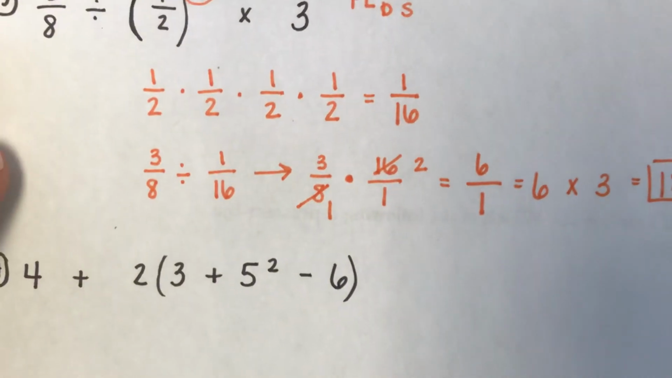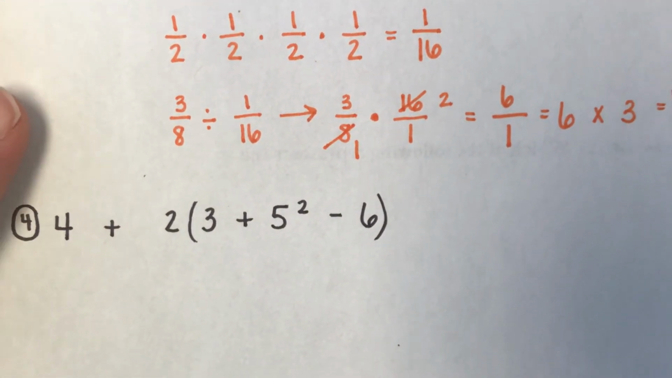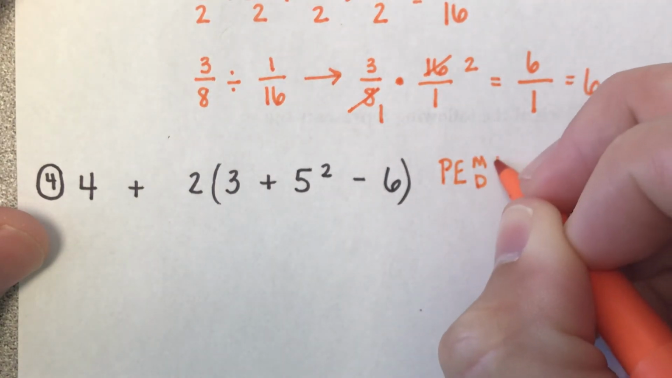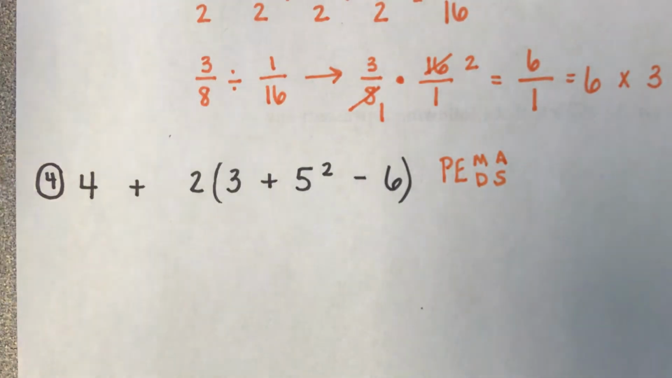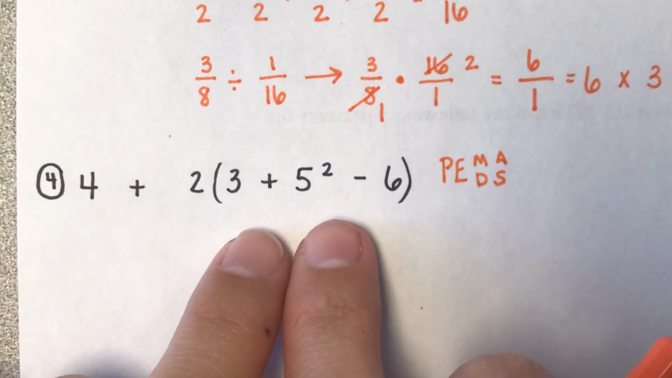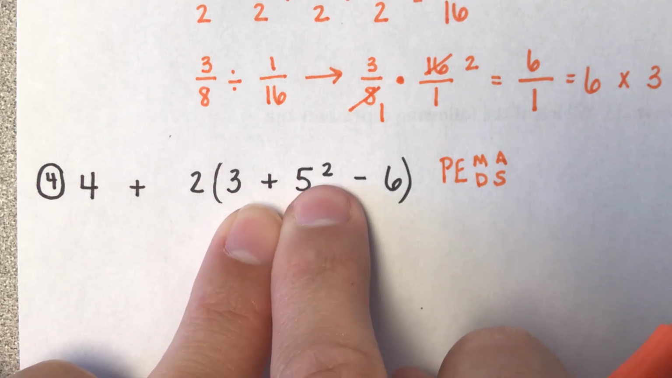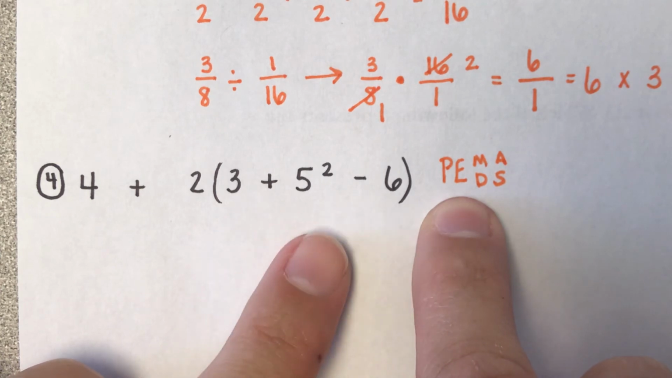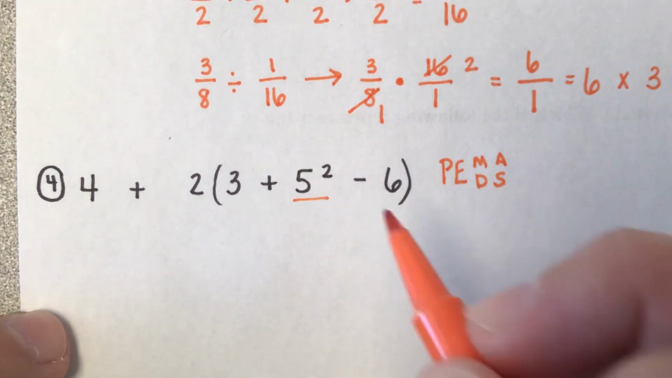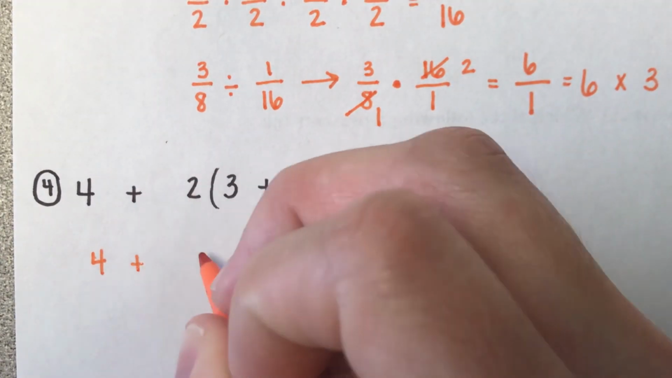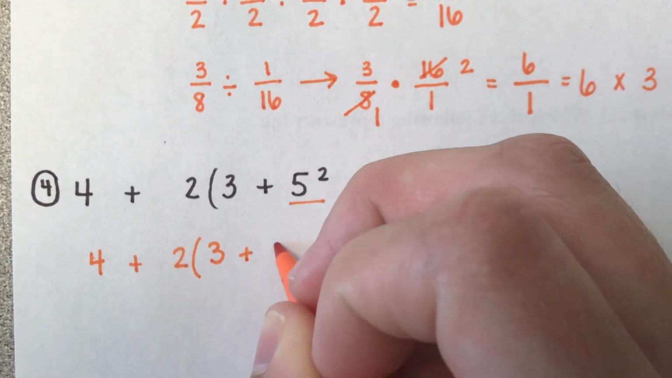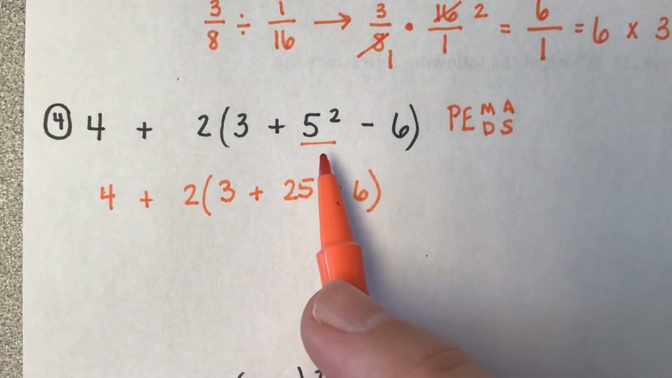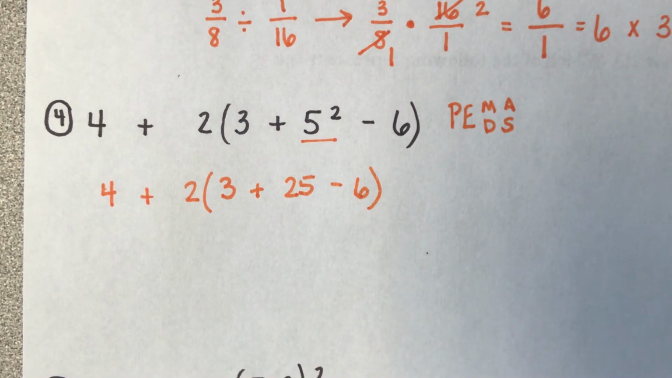Okay? Next one, we've got whole numbers here. All right, so I do have some parentheses. So I'm going to pay attention to those parentheses first. So inside of my parentheses, I've got addition, exponents, and subtraction. So if we look at our PEMDAS, exponents come before addition and subtraction. So the first thing I need to take care of is that right there. So I'm going to rewrite this a little bit. All right, so now the only thing I have changed is I changed that 5 to the second power to 25, because remember 5 times 5 is 25.